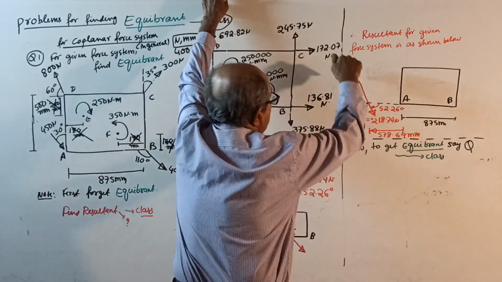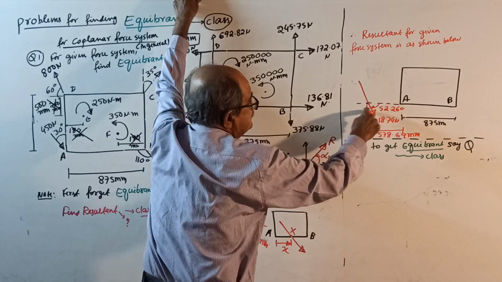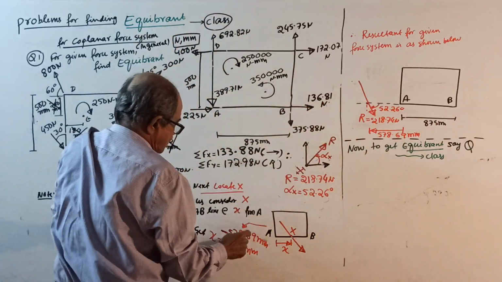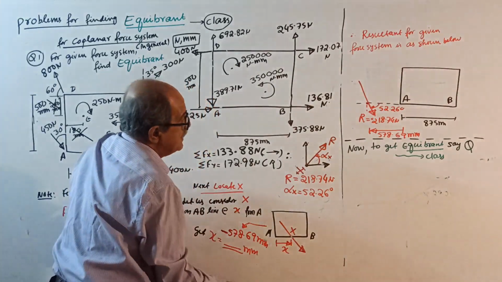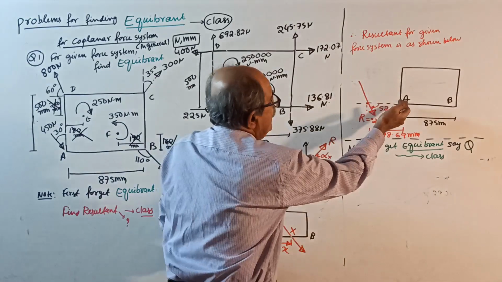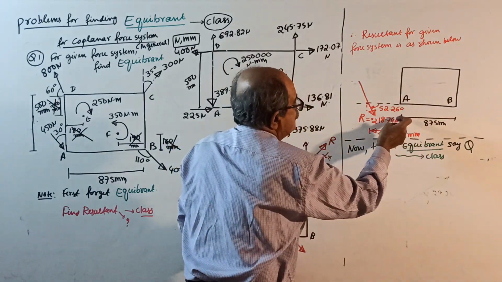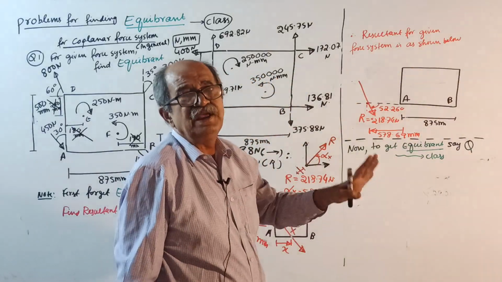See, resultant R is 218.74 with x direction 52.26 degrees, and it will cut the AB line. We considered point x to the right of A by x. X came negative. From A, come to the left side by 578. This is 850, 875, so somewhat to scale. This is the resultant for the given force system.